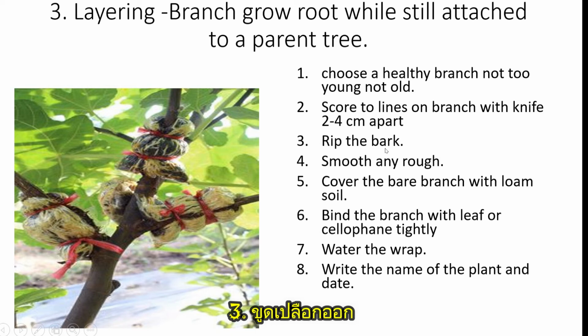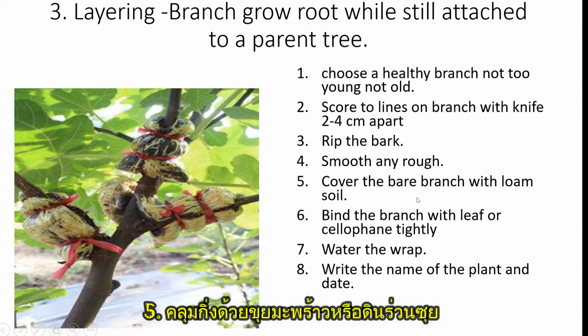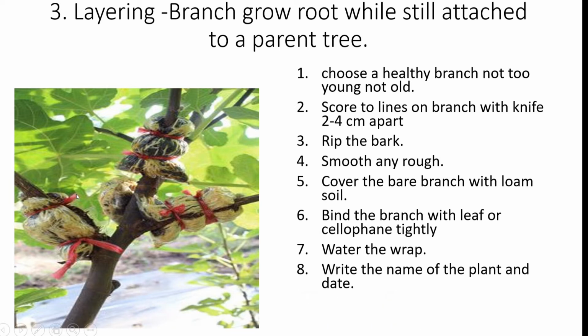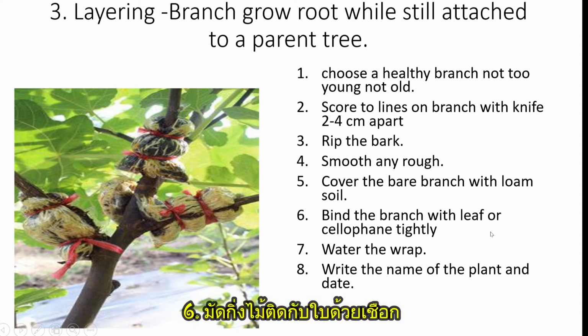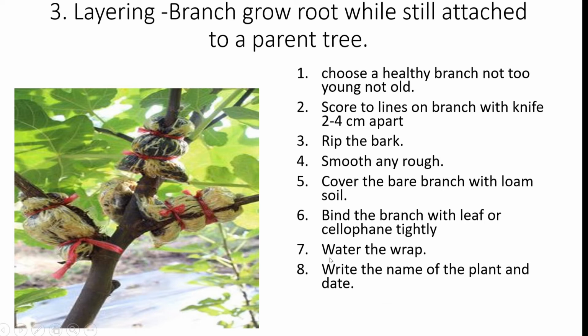And 3, rip the bark. And 4, smooth any rough parts. 5, cover the bare branch with loam soil. The loam soil is black, which is the best soil for the plant. Next, 6, bind the branch with a leaf or cellophane tightly. 7, water the wrap. 8, write the name of the plant and date. So I will let you watch a short video of this.